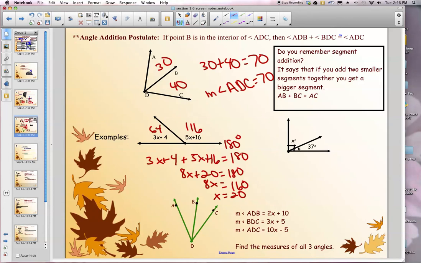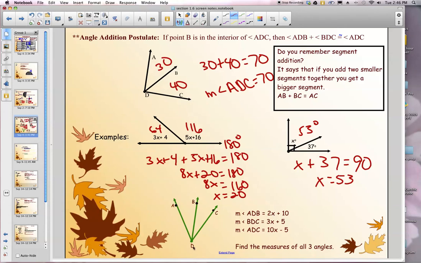Same thing here. Look at the picture. What does this square mean? Means 90 degrees. So I'm going to take x plus 37, and that means together they're going to add up to 90 degrees. So I would minus my 37, and x would be 53, which means this angle would be 53 degrees. Okay. Sometimes they won't put it in picture form. They'll just tell you what each one represents. In that case, draw it and write them in so you can see it.